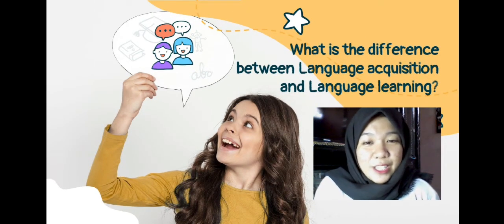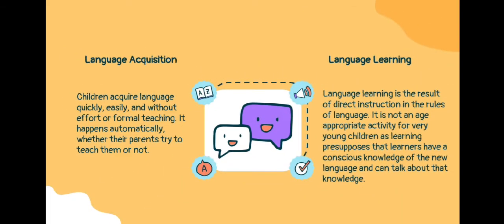And what are the differences between language acquisition and language learning? Language acquisition: children acquire language quickly, easily, and without effort for formal teaching. It happens automatically, whether their parents try to teach them or not. While language learning is the result of direct instruction in the rules of language. It is not an age-appropriate activity for very young children, as learning presupposes that learners have a conscious knowledge of the new language and can talk about that knowledge.